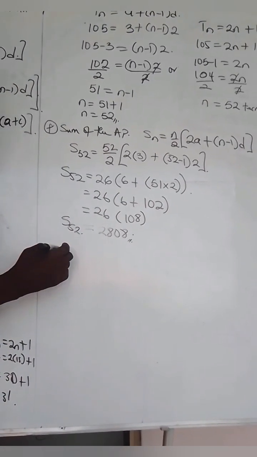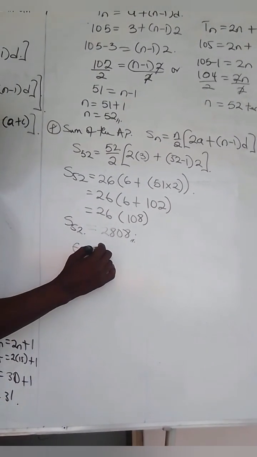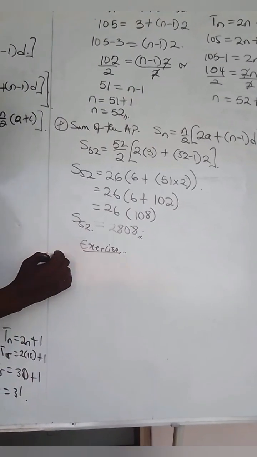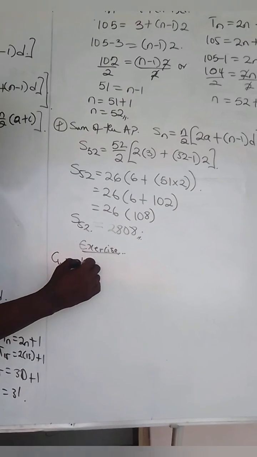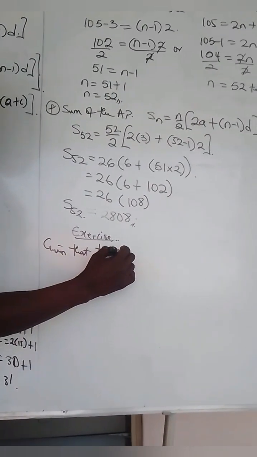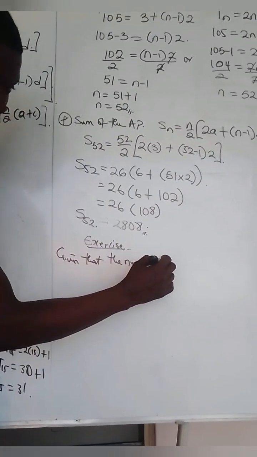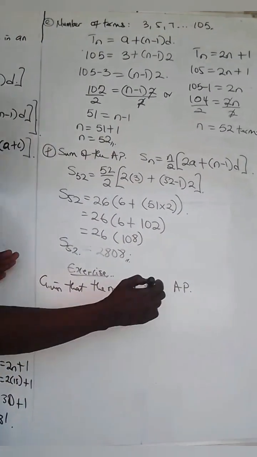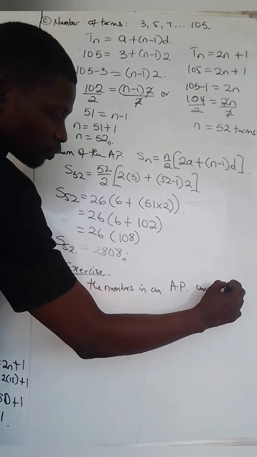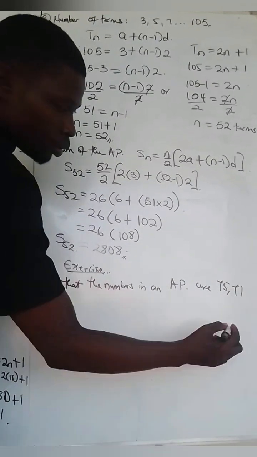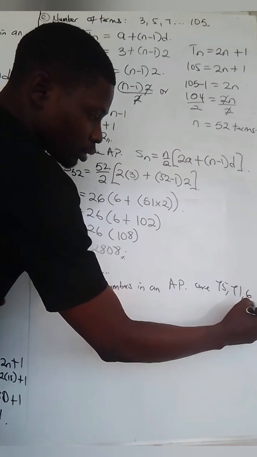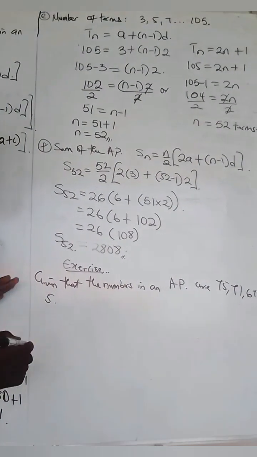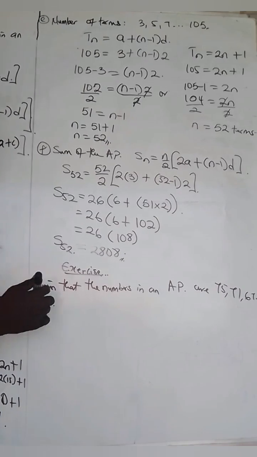So as an exercise, I want you to try this. Given that the numbers in an AP, which is arithmetic progression, are 75, 71, 67, and the last one is 5.